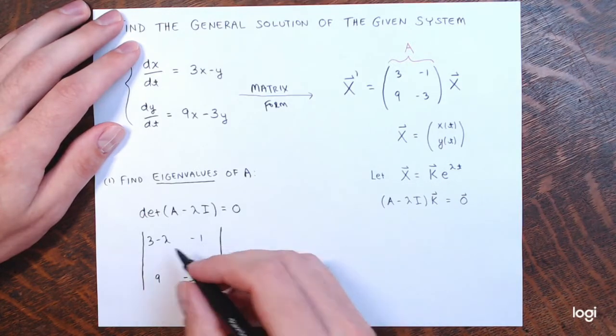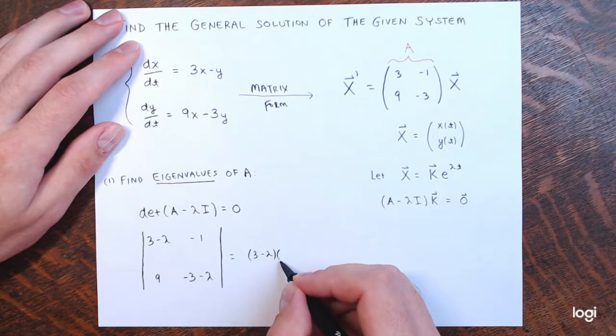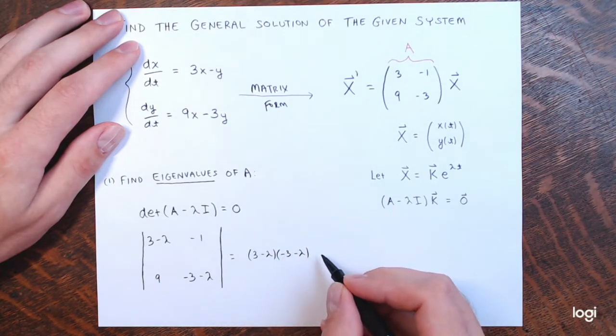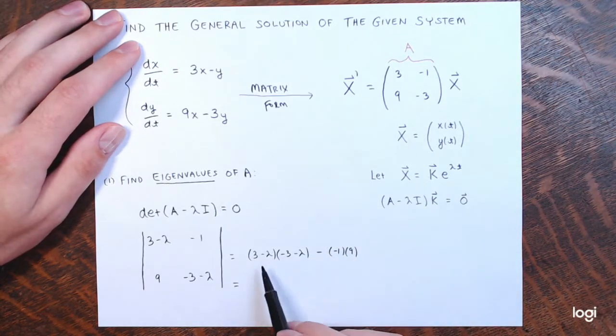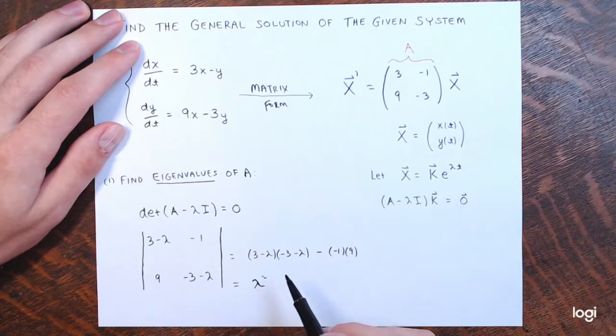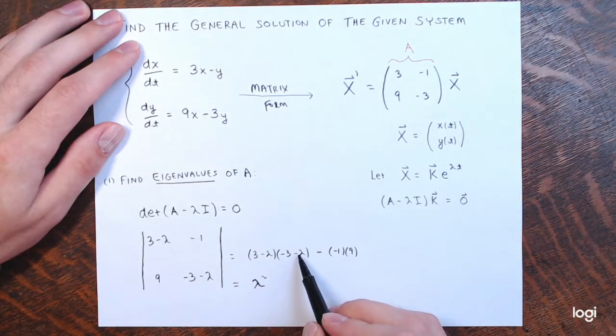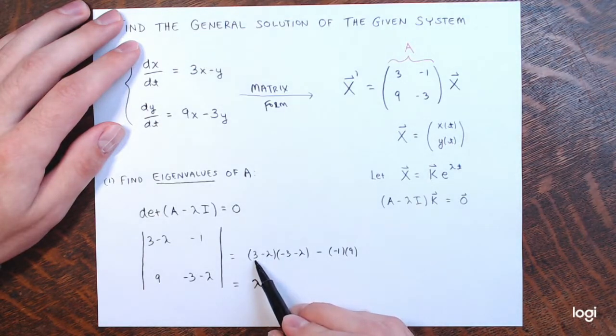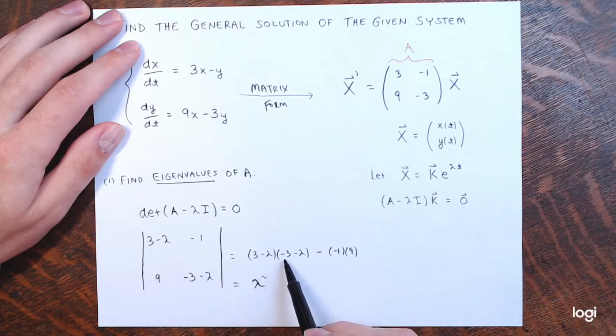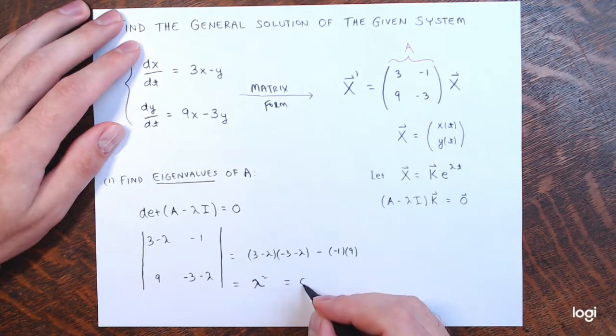So this would be what? 3 minus lambda times -3 minus lambda, minus, and then -1 times 9. And if I multiply this out here, this would be lambda squared, then we have plus 3 lambda minus 3 lambda. So the lambda to the first power terms are gone. And then we have -9 plus 9. So this whole thing here is equal to just lambda squared. And we're asking, when is this equal to 0?